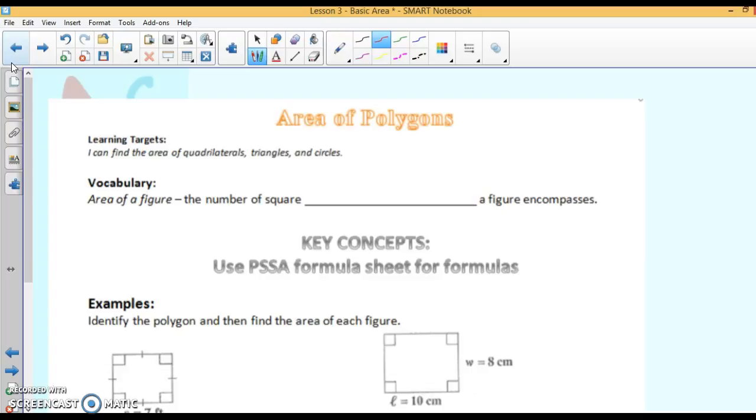All right. Two things that I want to talk about. First, I want to look at perimeter.